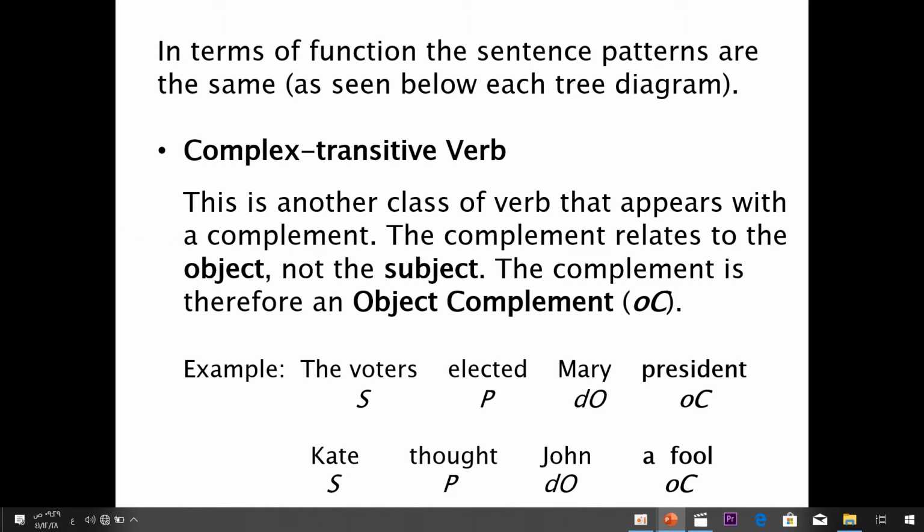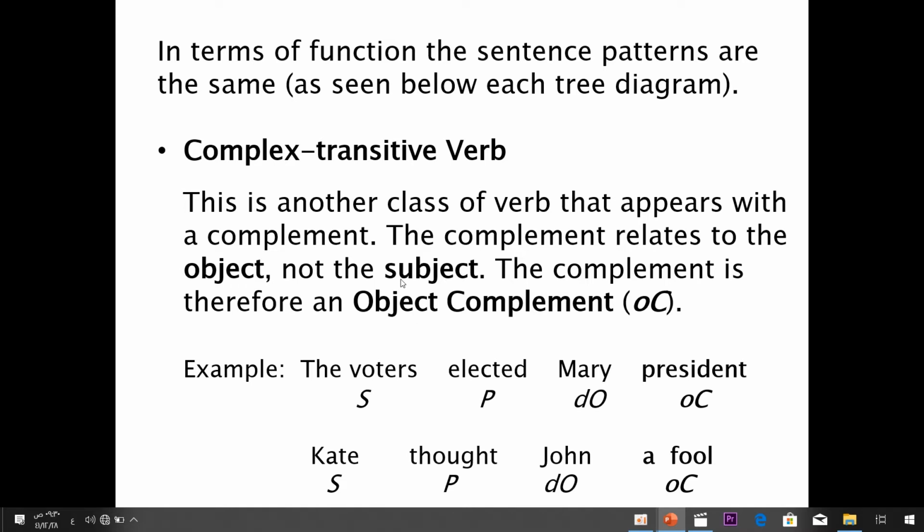And now, dear students, we are moving to a new type of verb, that is the complex transitive verb. This is another class of verb that appears with a complement. The complement relates to the object. A complex transitive verb must be followed by a direct object and a complement of object. Otherwise, the sentence will not be meaningful and can't stand alone. And the complement seems to be obligatory, okay?